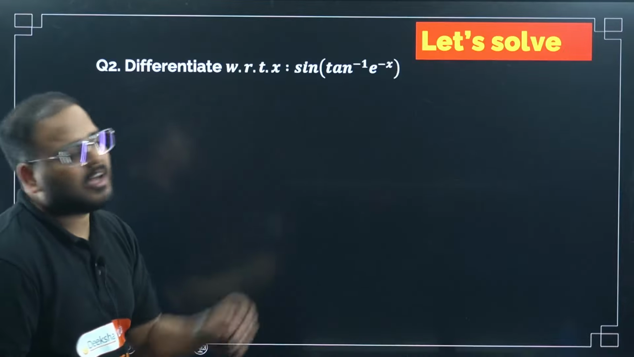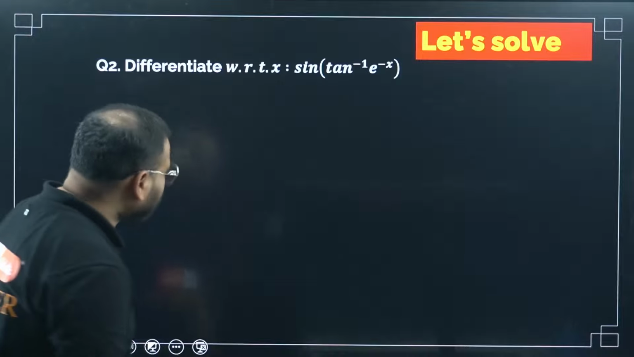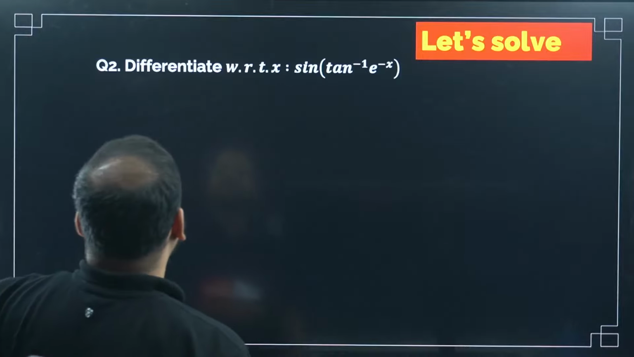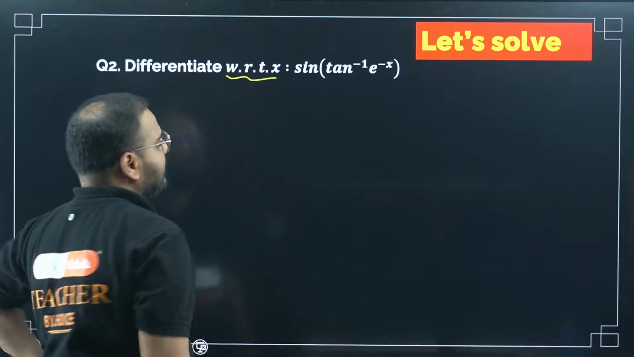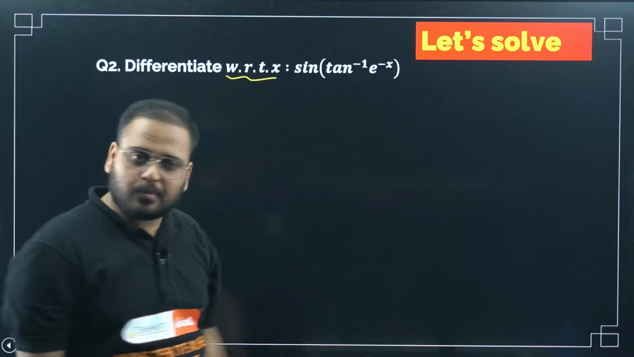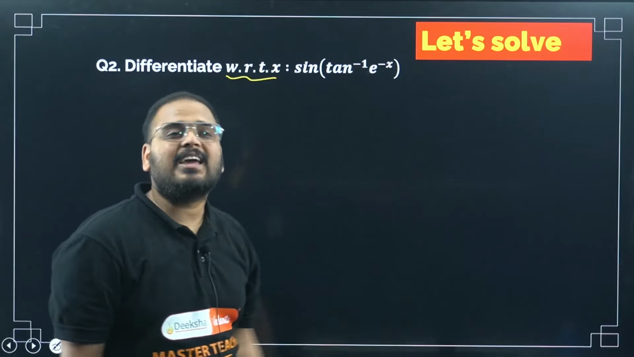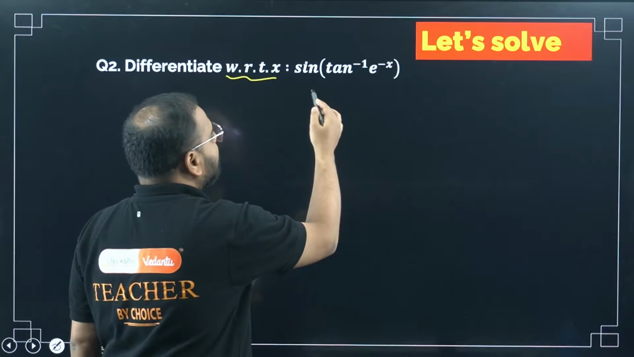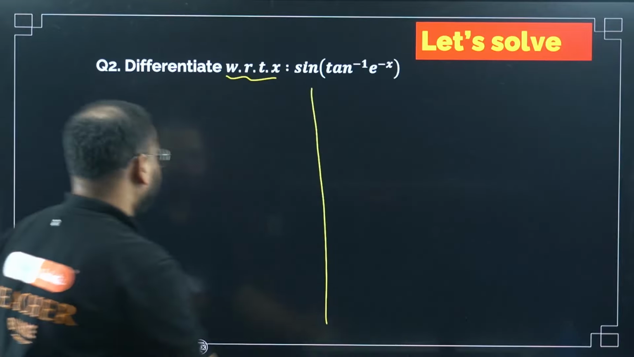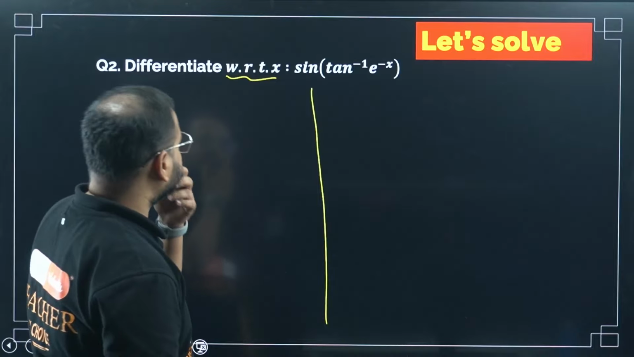I told you the inverse part will come. I have taken questions on inverse also. Now second question, please read the question. It says differentiate with respect to x. The variable is x only, no problem there. For this function, sine operating on tan inverse of e power minus x. Sorry, not e inverse, e power minus x. Please forgive me for saying e inverse. All right, let me solve it now.